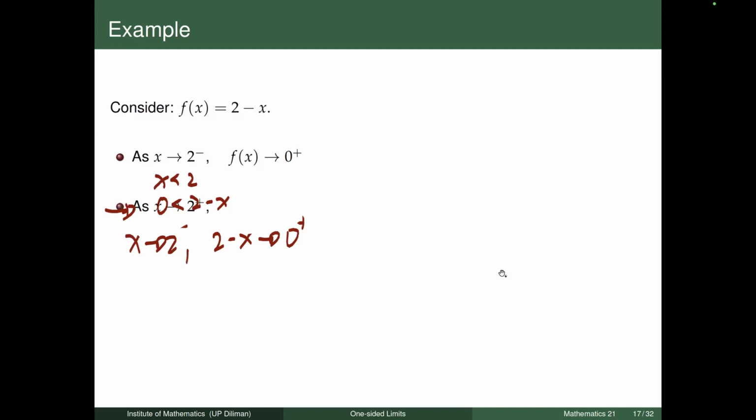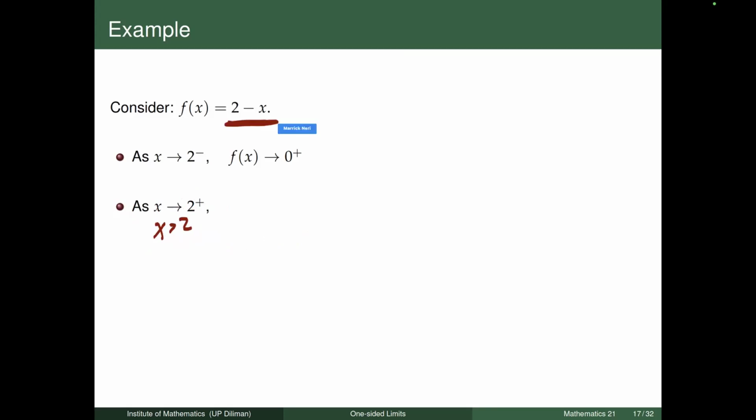On the other hand, if x is approaching 2 from the right, that means x is greater than 2. So if we derive this expression, we just subtract x both sides. This becomes 2 minus x. So as x approaches 2 from the right, 2 minus x is approaching 0 through negative values kasi 0 is greater. So this is less than 2 minus x is less than 0, and we conclude f of x is approaching 0 through negative values.